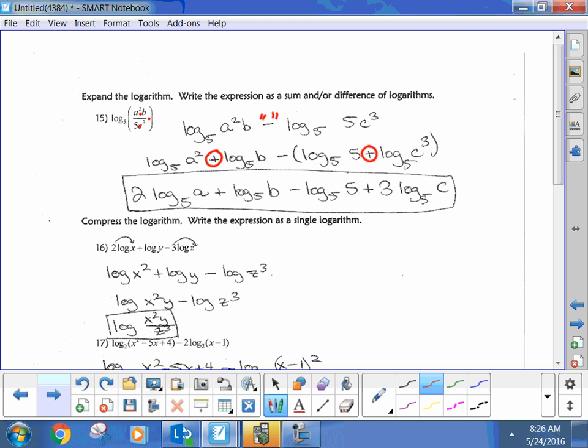And then after that, the only other thing you've got to remember is this. This 2 goes in the front. Every time you see a power, it goes to the front. So after that, I was able to achieve my solution.